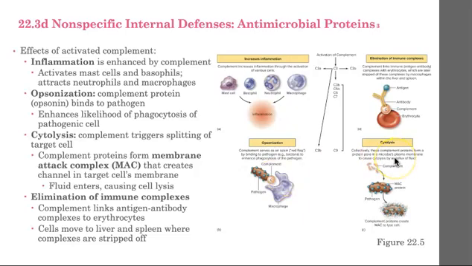Then we have cytolysis, in which the complement proteins are going to work together to create what's known as a MAC protein, which stands for membrane attack complex. And that allows almost like a pore to open up, and fluid will enter the cell, causing it to lyse. And then we have elimination of our immune complexes. This is what I was talking about earlier when we have that antigen and antibody binding together to create a complex. The complement protein then is going to attach along with our erythrocyte, and the cells move to the liver or the spleen where it is going to be stripped off.